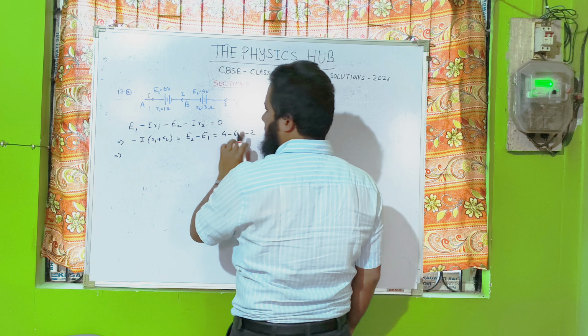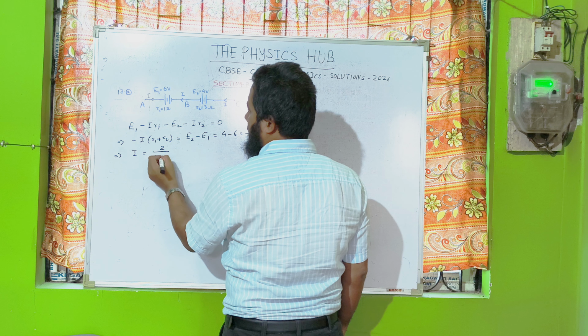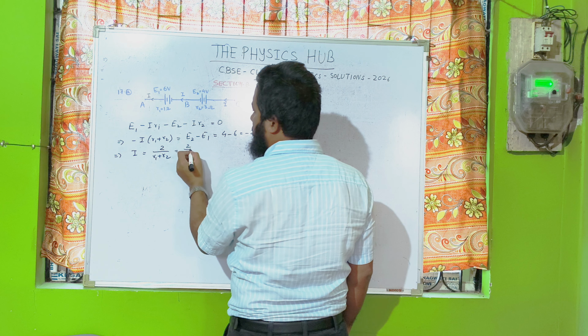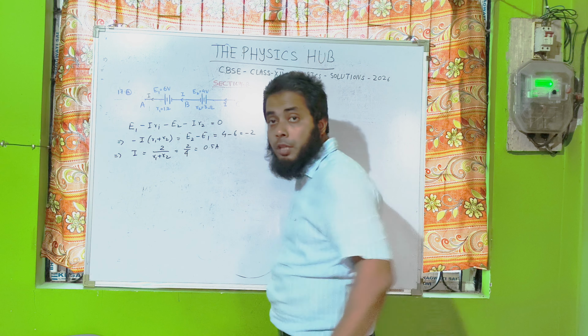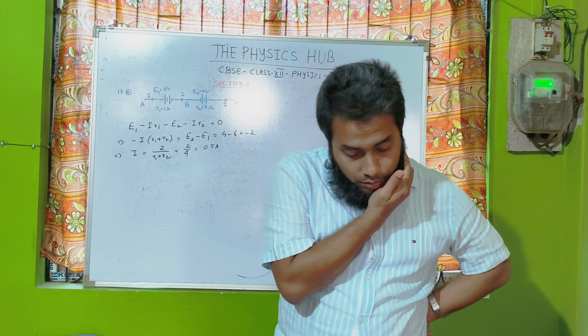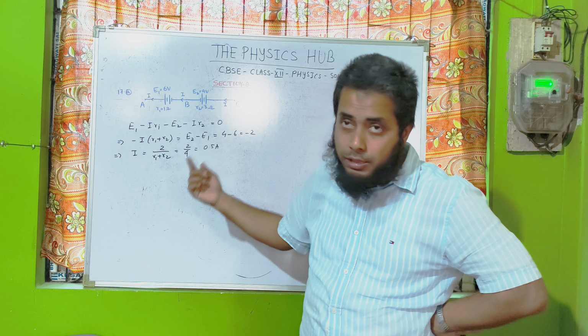So minus minus gets cancelled out, so I is equal to 2 by R1 plus R2. R1 is 1 plus 3, that is 4, so 2 by 4 is equal to 0.5 ampere. So the current flowing in this branch is 0.5 ampere.